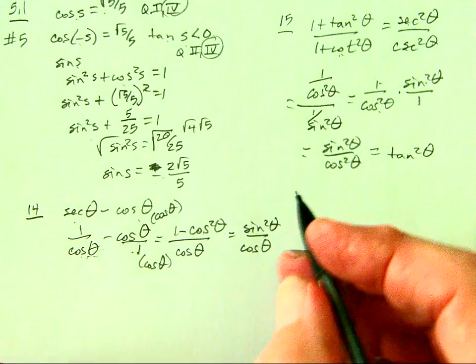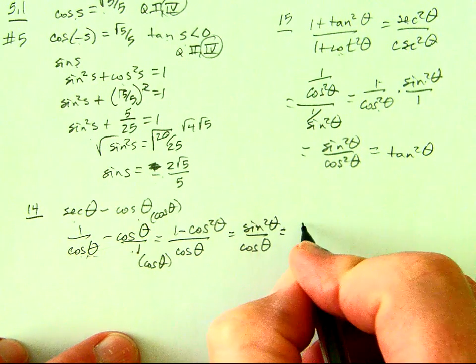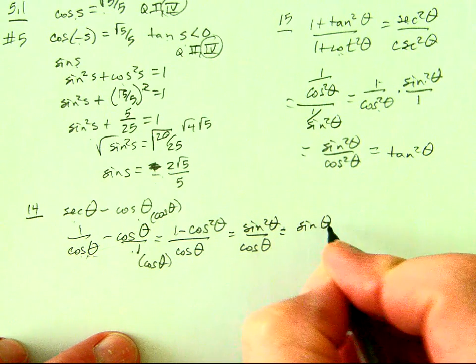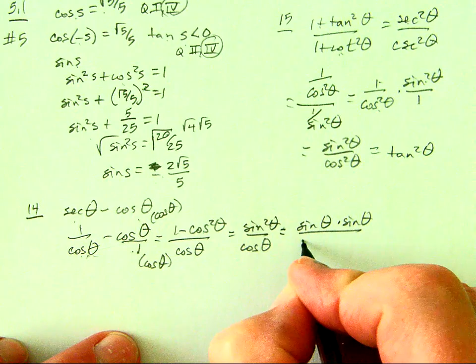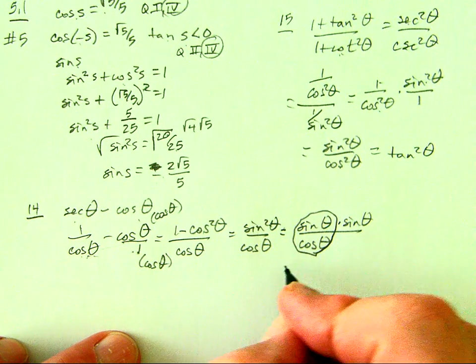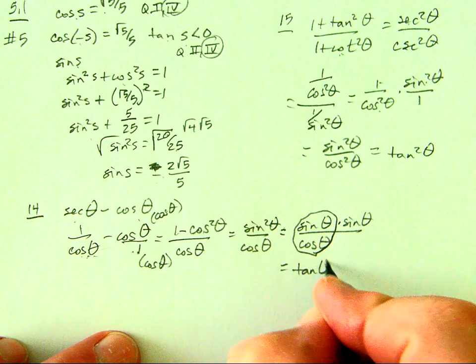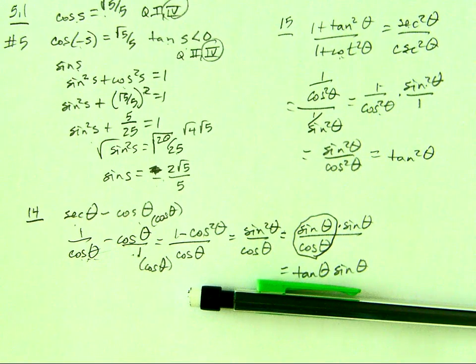So this top part is sine squared theta. You could leave it like that, or we could also break that sine up. That's sine theta times sine theta over cosine theta. This right here is tangent, so we could say it's tangent theta sine theta. That's just a couple of walkthroughs there on 5.1.